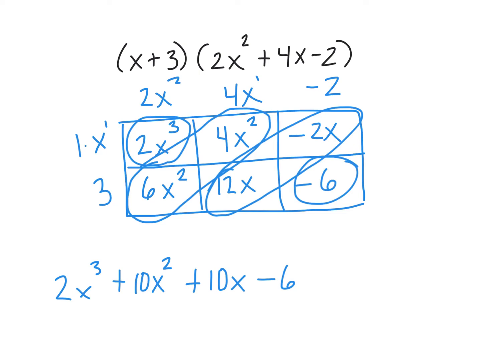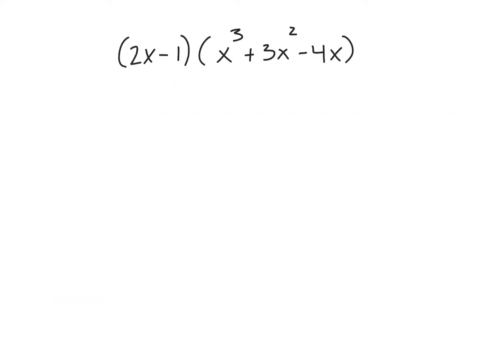Let's give another one a try. I recommend that you press pause now and try this one yourself, and then press play to see if we get to the same solution. So this is a 2 by 3 because there's 2 terms and 3 terms. So I'm going to create 2 rows and 3 columns so I can create my box.